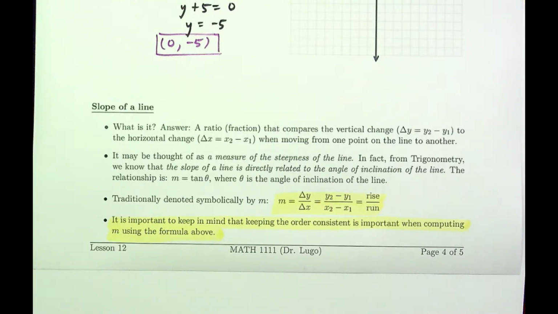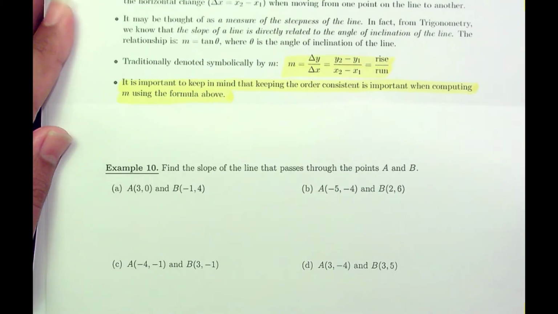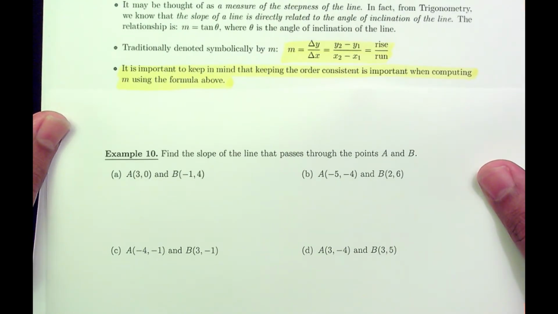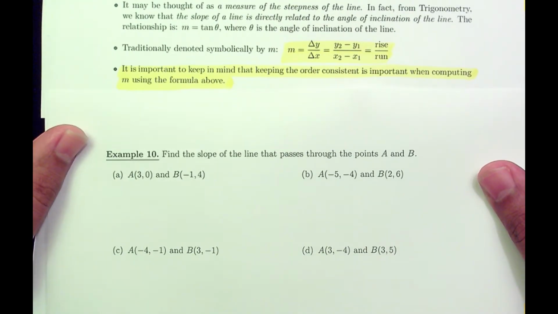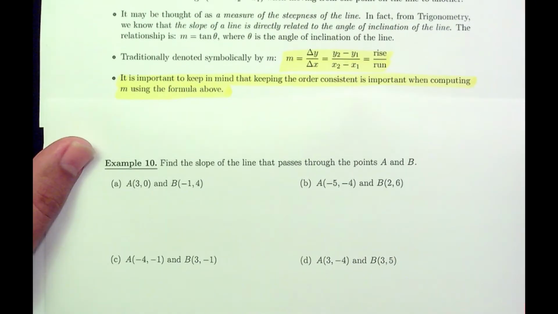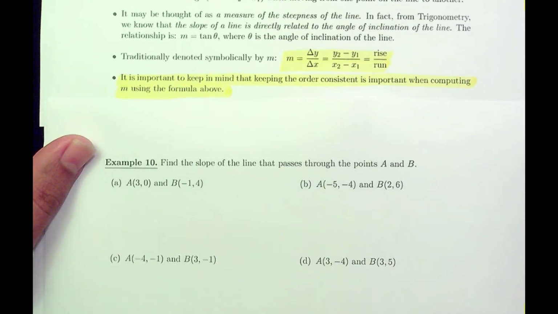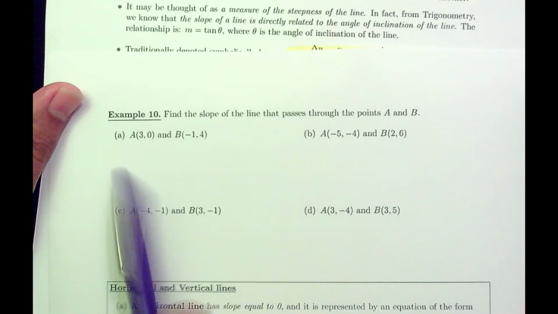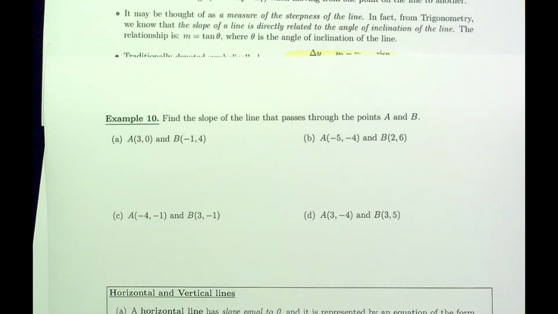So let's do some examples where we compute some slopes. Here's an example. It says, find the slope of the line that passes through the points A and B, and A and B are different for each of the different examples. In part a, A has coordinates (3, 0), and B has coordinates (-1, 4). Let us find the slope of the line that passes through A and B.